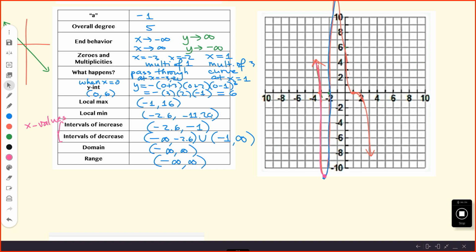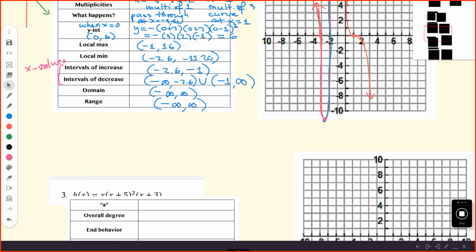Any other questions? All right, last example. We got this.